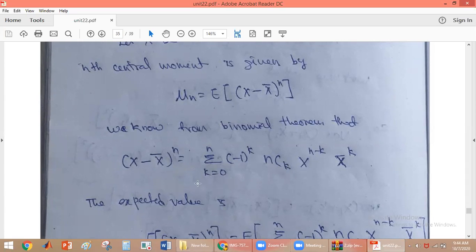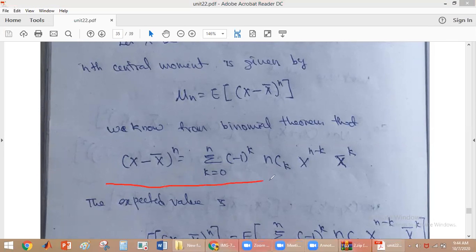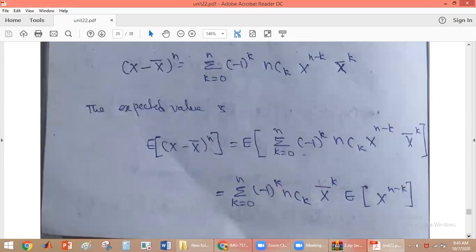Now what are we doing? We are substituting this equation for (x minus x bar) power n. That is the binomial approximation for this exponential. This expansion of (x minus x bar) power n we are substituting into the central moment equation. Then, having substituted that, we apply expectation.